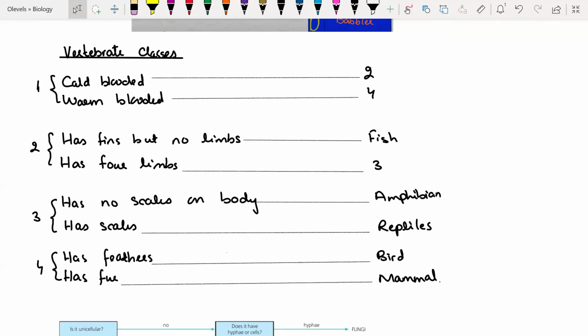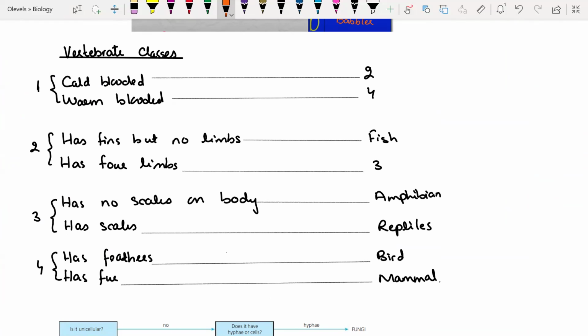Then we have another example, of the vertebrate classes. Now we don't have images for this, but you can identify it this way: if it is cold blooded, then you have to move towards 2. 2 says that if it has fins but no limbs, that means it's a fish. But if it has 4 limbs, you have to go towards 3. When you have this 3 key, it says that if it has no scales on the body, then it's an amphibian. And if it does have scales, then it is a reptile.